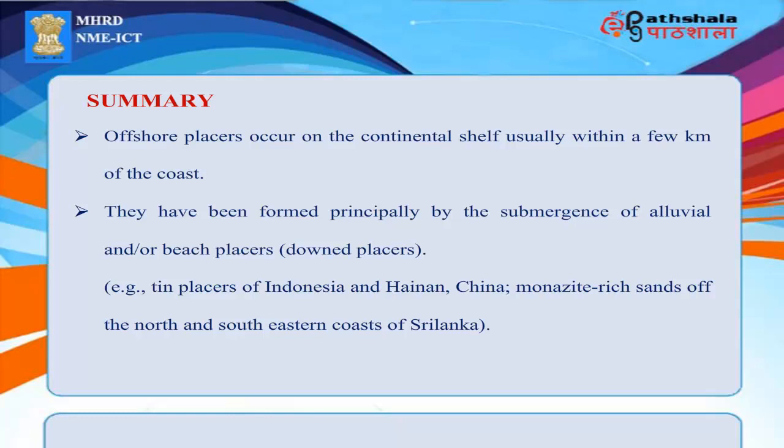Offshore placers occur on the continental shelf, usually within a few kilometers of the coast. They have formed principally by the submergence of alluvial and or beach placers. Examples: tin placers of Indonesia and Hainan, China, and monazite-rich sands off the north and southeastern coast of Sri Lanka.